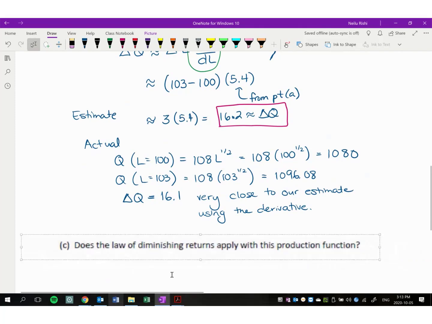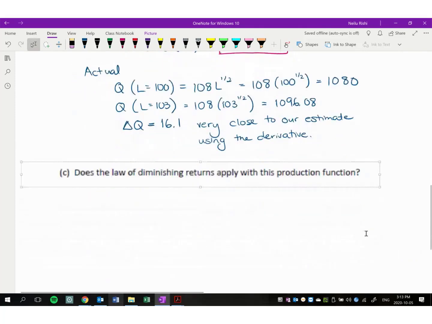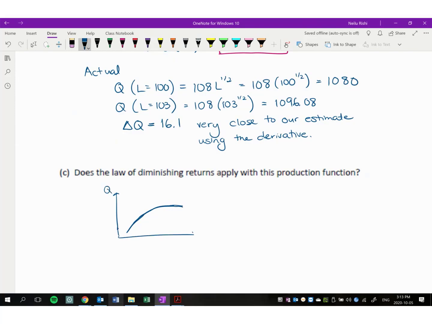Does the law of diminishing returns apply with this production function? Okay, how do I show that the law of diminishing returns applies with this production function? Well, the law of diminishing returns applies when a function has a curve like this. Because what you can see, this is my Q, and this is my either labor or capital. You can see that with this curve, your returns are decreasing and decreasing. So this is the law of diminishing returns.